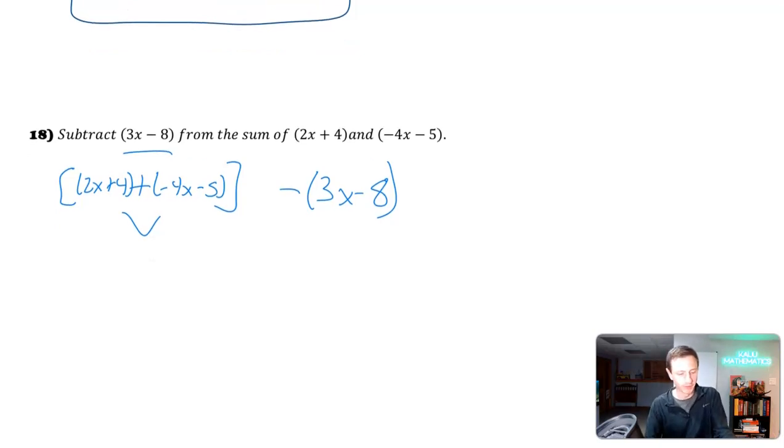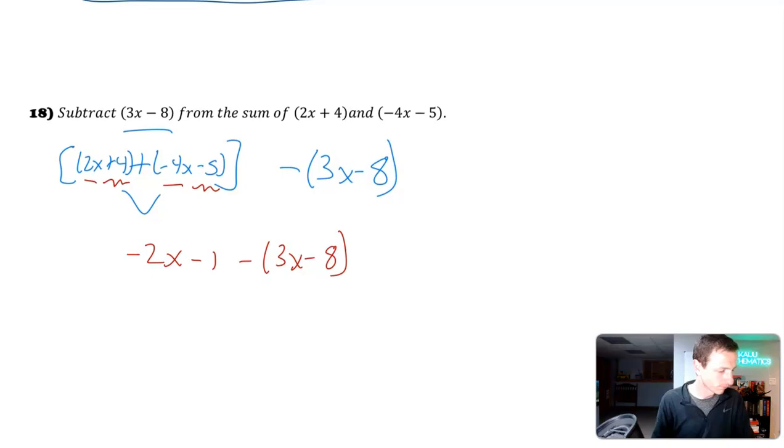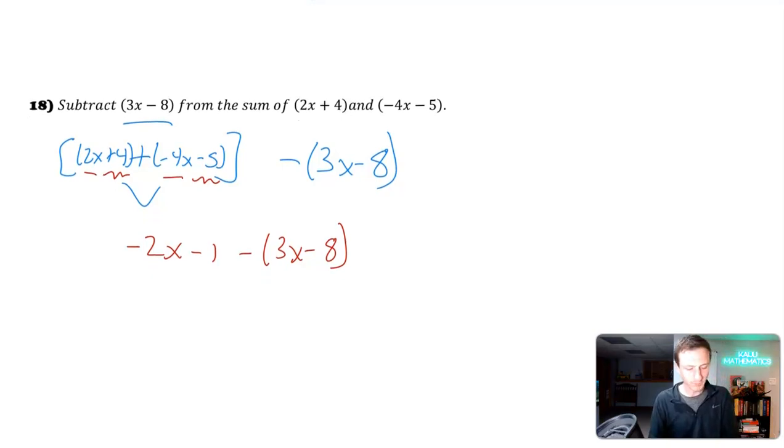So we want to do this problem individually here. So I have some like terms, 2x minus 4x, that's negative 2x. And then I'll just use a squiggle here. Hopefully I'll change the colors. 4 minus 5 is negative 1. And then we have minus 3x minus 8. So now we take away 3x minus 8 from the sum that we got on the original one. So now all we do is just distribute the negative. So we have negative 2x minus 1 minus 3x plus 8.